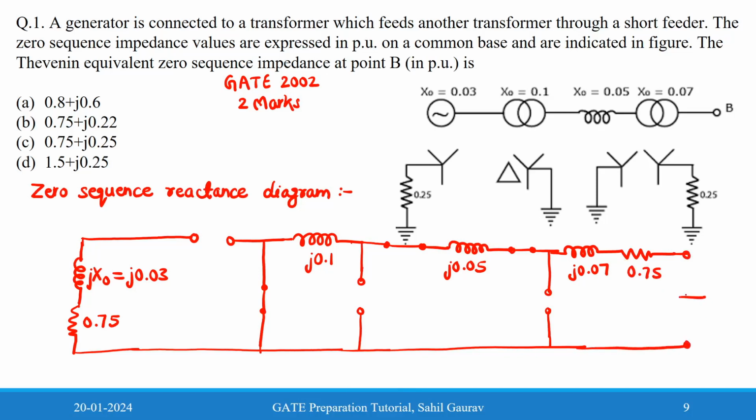Now they have asked about the equivalent Thevenin zero sequence impedance. So what will be the equivalent zero sequence Thevenin impedance? You just have to do the series connection of resistance and inductance, that is 0.75 plus J of 0.1, how much, 0.22, J 0.22. So the correct answer is B.